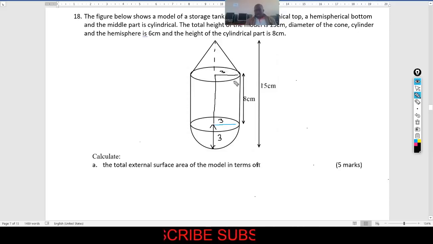But we can use the linear scale factor. Now we need to remember similarity and enlargement, or the Pythagoras theorem. If I have 3 here, they have the slant height. But I have from here to here 15. So 15 minus 11 gives you 4. I can easily find the slant height here, because remember, I'm asked for the total external surface area of the model in terms of pi.